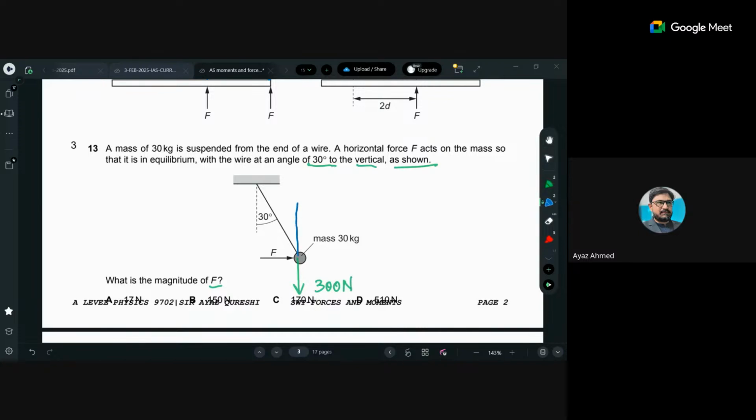Then this is basically divided into two. So if this is 30 degree, this is your 30 degree. So this is your T cos 30, that is equal to almost 300 Newton. So tension is equal to 300 divided by cos 30. Yes, can anybody calculate that for me, please?